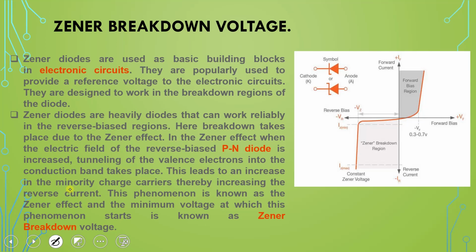And why does the breakdown occur? Because of the Zener effect. And what do you mean by the Zener effect? The Zener effect is when the electric field of the reverse biased PN diode is increased, and tunneling of the valence electrons into the conduction band takes place. This leads to an increase in minority charge carriers, thereby increasing the reverse current. Because of the minority charge carriers, a current flows, that current is called reverse current, and this phenomenon is known as the Zener effect. Hope you understand what is meant by Zener breakdown, and this is called the Zener breakdown region.